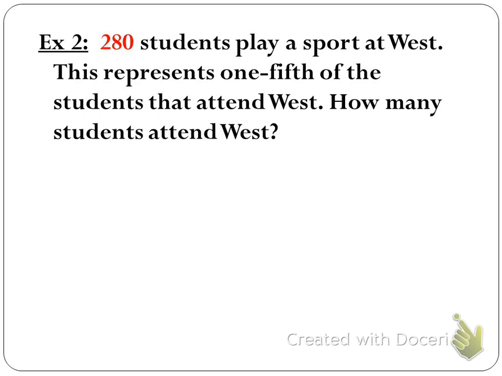All right. Let's just do it. 280 students play a sport at West. This represents 1/5 of the students that attend West. How many students attend West? So what do you want to make our variable? W. W represents the number of students.